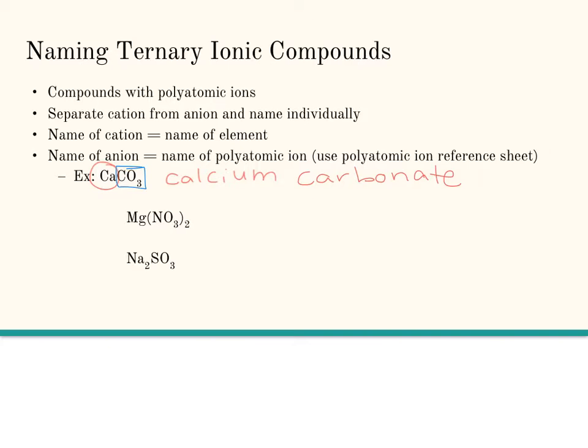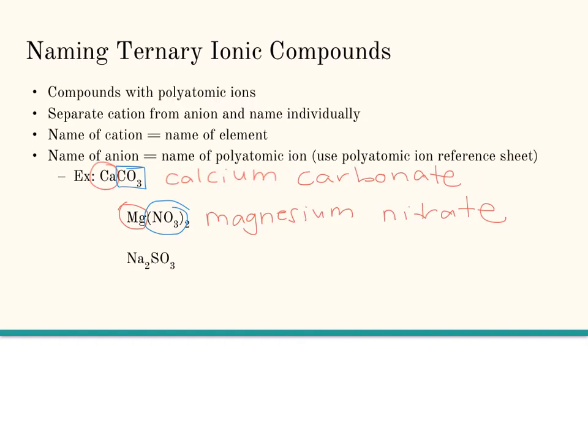Okay, I could do the same thing for my next example, Mg(NO3)2. Again, my cation is Mg. That's simply the name of the element. Mg, as we've already established, is magnesium. My anion is this NO3. Okay, it's not breaking it down into nitrogen and oxygen. We treat that whole thing, NO3, as one. And if I look it up on the polyatomic ion reference sheet, I'll see NO3 is called nitrate. So Mg(NO3)2 is magnesium nitrate.